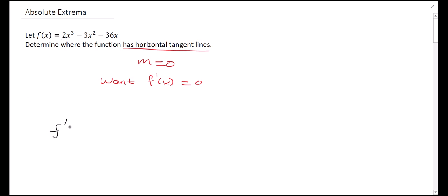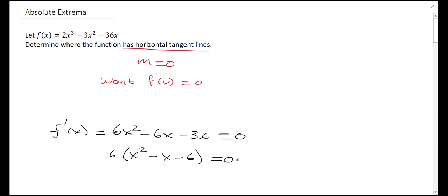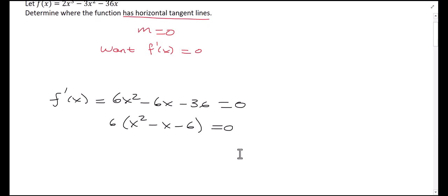So we're going to take our derivative. So f prime of x will be, for this function, the derivative of 2x cubed is 6x squared, minus the derivative of 3x squared is 6x, and minus 36. And now we want to know for what values of x the slope is going to be 0. Here notice that we can factor out a 6. So we'll be left with just x squared minus x minus 6 equals 0. And that looks like it factors into x minus 3 and x plus 2.